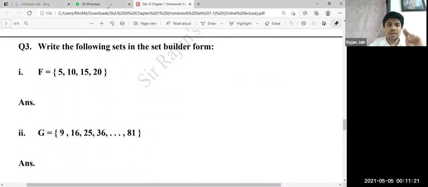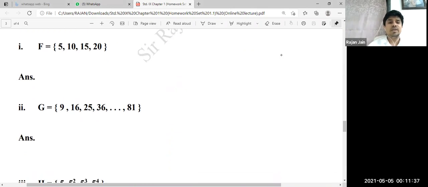Now we are going to the reverse process. अभी listing method किया था. Now we will see how to write a set in set builder form. Listing method is given. Using that, set builder में लिखना है. Simple है. देखो. First question क्या है? F is a set of 5, 10, 15, 20.